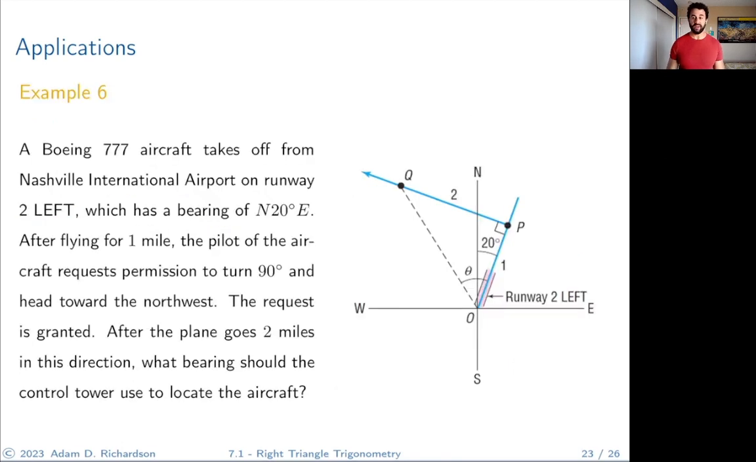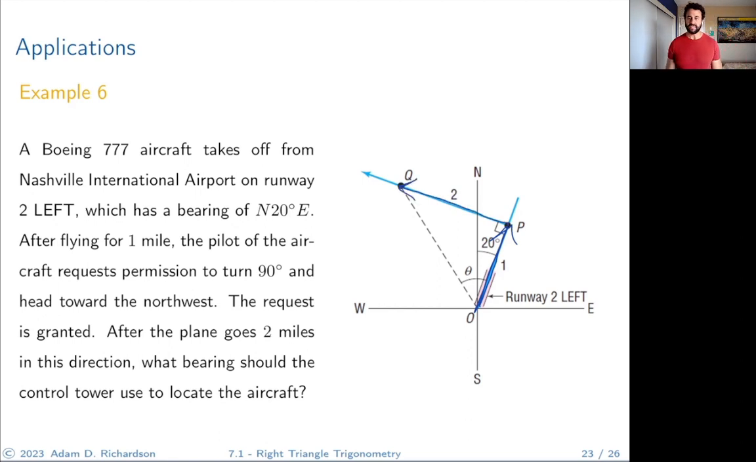Okay, now let's try an example. So let's say a Boeing 777 aircraft takes off from Nashville International Airport on runway 2 left, and it has a bearing of north 20 degrees east. And then after flying for 1 mile, so it goes this way for 1 mile, the pilot turns 90 degrees and then heads toward the northwest quadrant. So the request to do so is granted, and then the plane goes 2 miles in this direction.